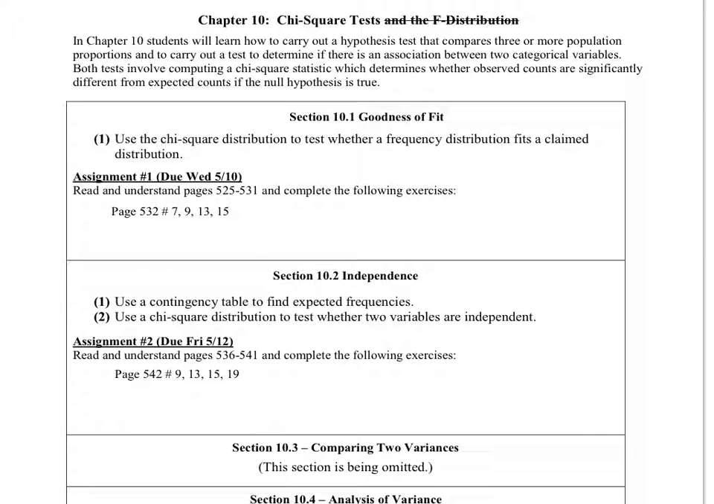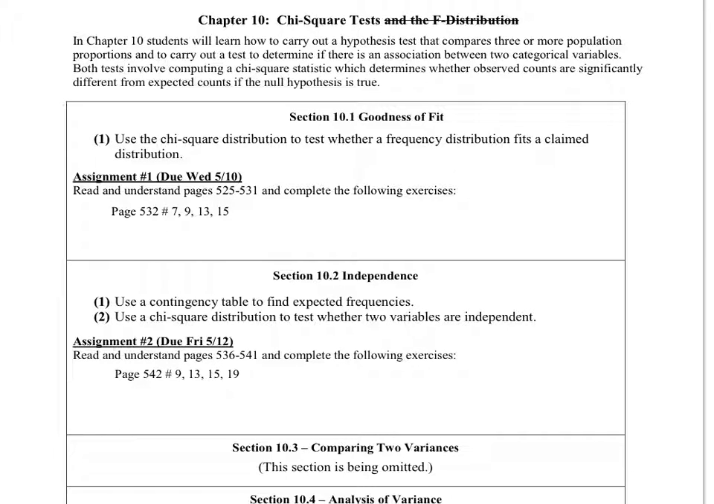I know you're going to be testing this week and next, and you may or may not be attending class to hear the lessons on this chapter. So anyway, Chapter 10, chi-square tests. I'm just on the cover page right now explaining that we'll be working on two sections.